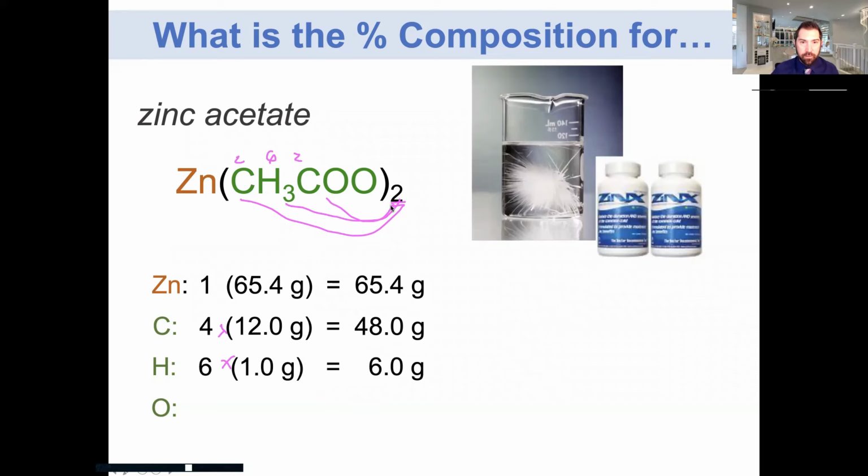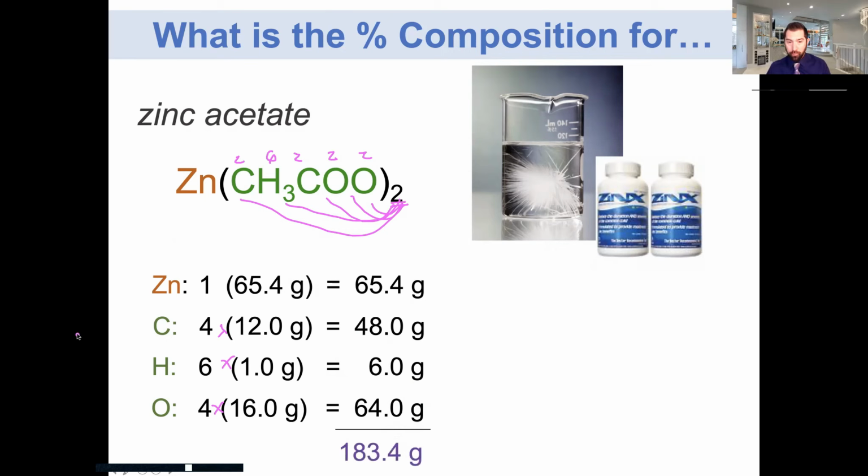And then finally, oxygen. Again, this 2 distributes to both oxygens. So there's 2 plus 2 for a total of 4. And with rounding, each oxygen is going to contribute 16 grams, 4 times your 16, and you get the contribution due to oxygen. And now what we can do is total all of these up. And this gives you your total molar mass.